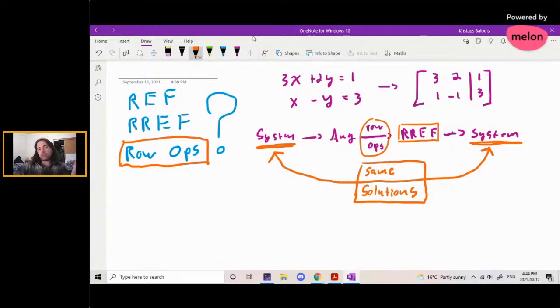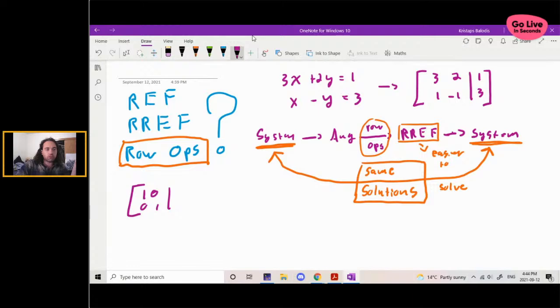But that still leaves the question of why reduced row echelon form? Well, in general, this is easier to solve as a system of equations. So we have this system of equations up here, fairly complicated, and you can imagine, okay, I haven't solved it yet, but if it has a unique solution, for example, it's going to look something like this.